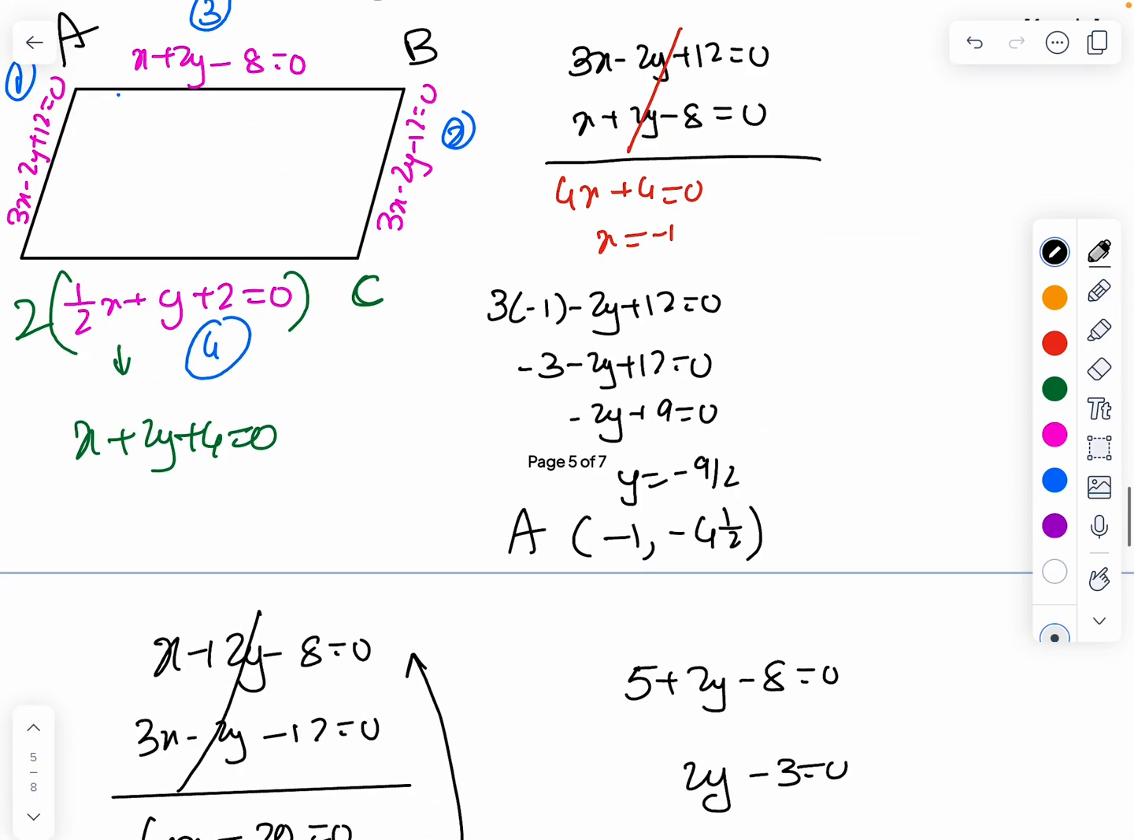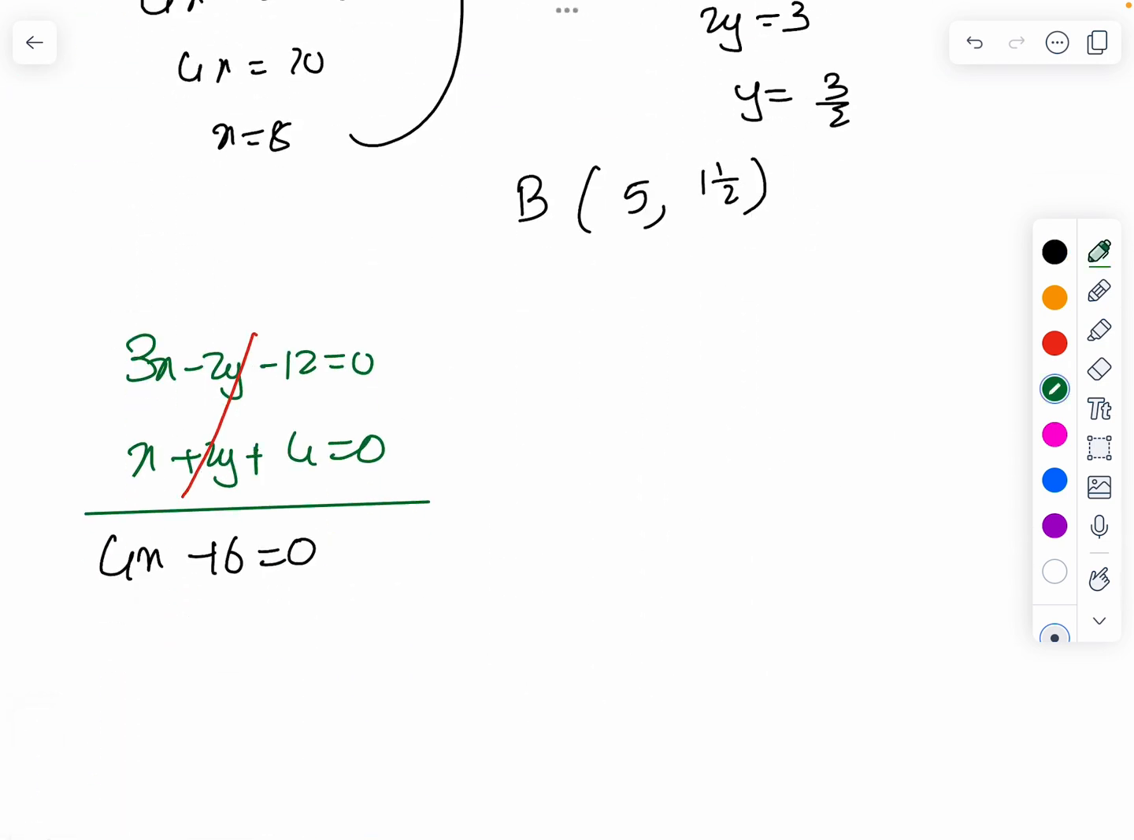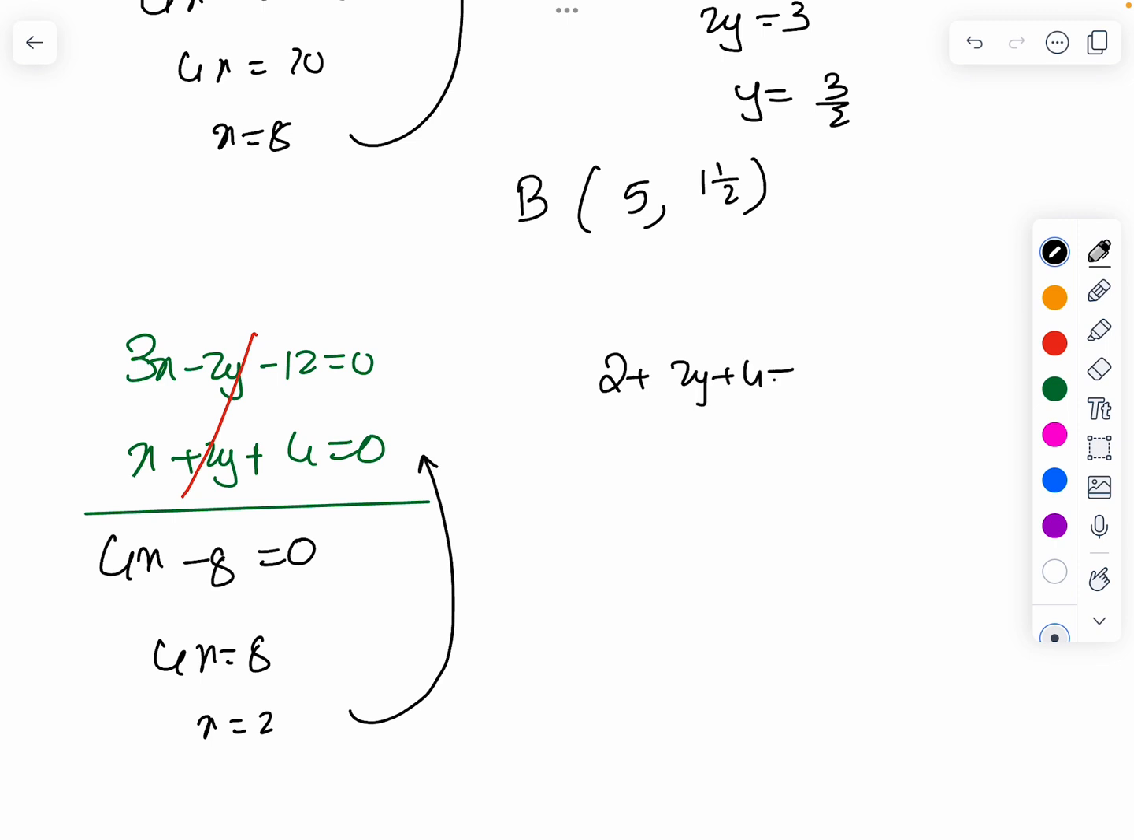Then this is plus 4. Then what does that become? 4x minus 8. So 4x equals 8, x equals 2. Plug in x equals 2: 2 plus 2y plus 4 equals 0, 2y plus 6 equals 0, 2y equals negative 6, y equals negative 3. So point C is (2, -3).